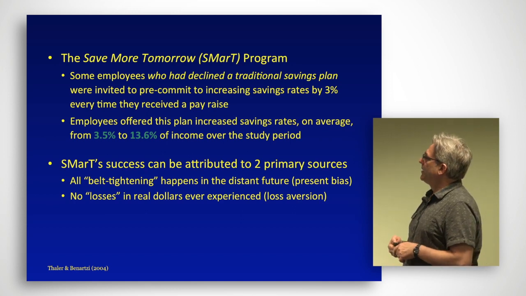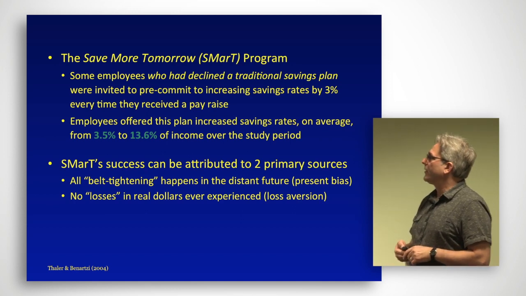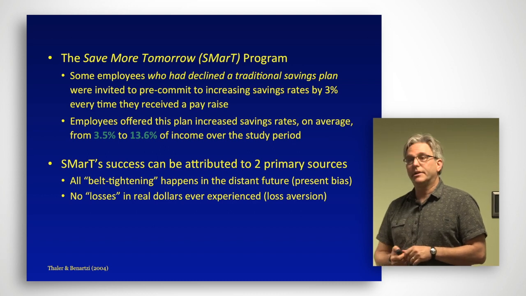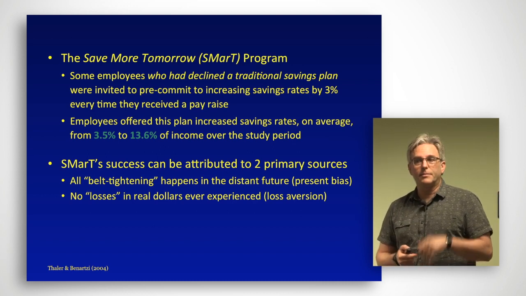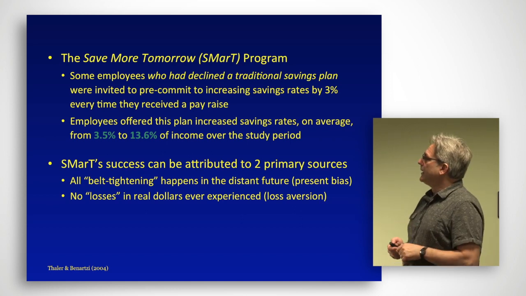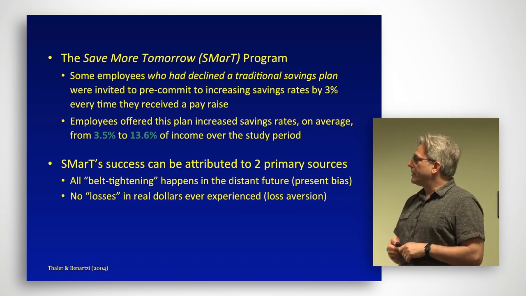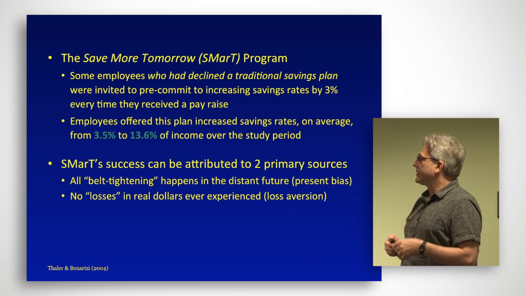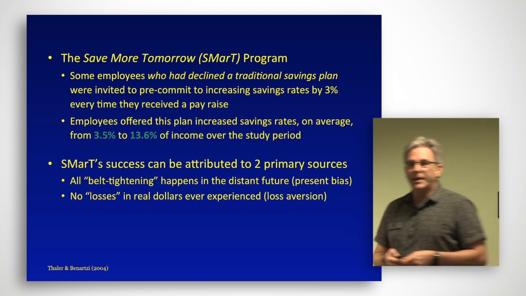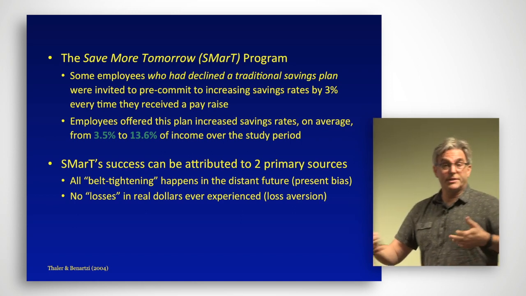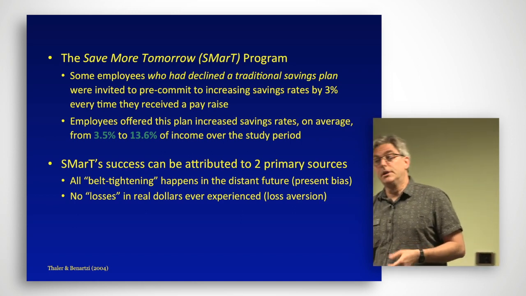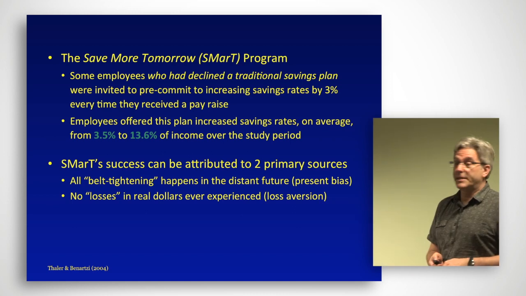The first time they ran it, employees offered the plan increased their saving rates on average from 3.5% of their income to 13.6% of their income over the study period. Just an absolute remarkable success. Its success is traditionally attributed to 2 primary behavioral sources. One is that the belt tightening, the sacrifice that you need to make, is in the future. And we know that people are very present focused.